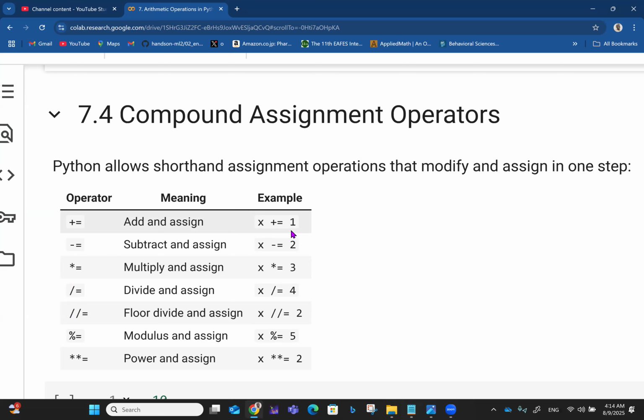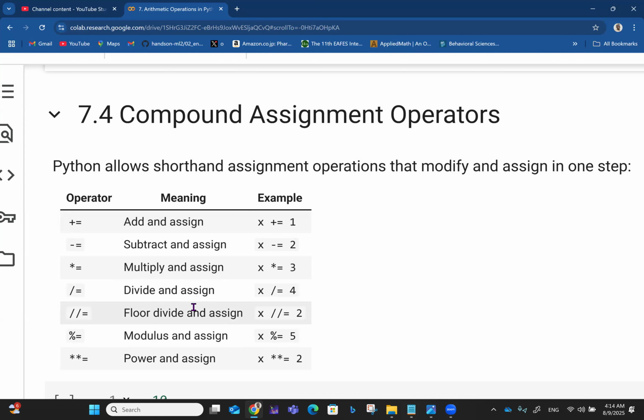The same goes for minus. Minus equals, you subtract and assign. That means if x was 5, right, you subtract 2 from it, and the new value of x will now be 3. That's what this means. Then star equals is multiply and assign. So if x was 5, like I said, the new value of x will now be 15 because 5 times 3 is 15. Then you also have divide and assign. So 5 divided by 4, that's 5 over 4, 1.25, I think. So the new value of x will be 1.25.